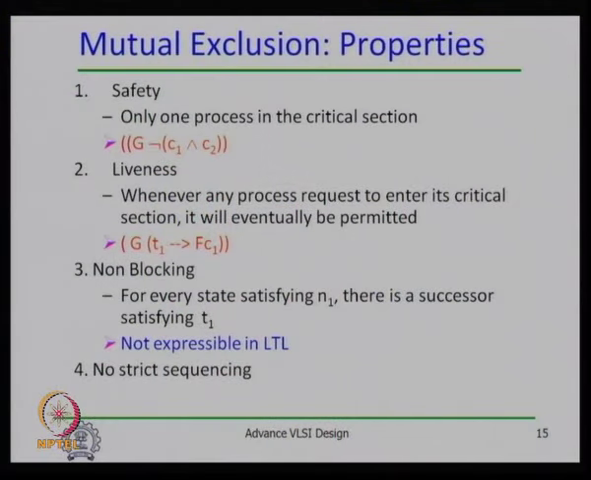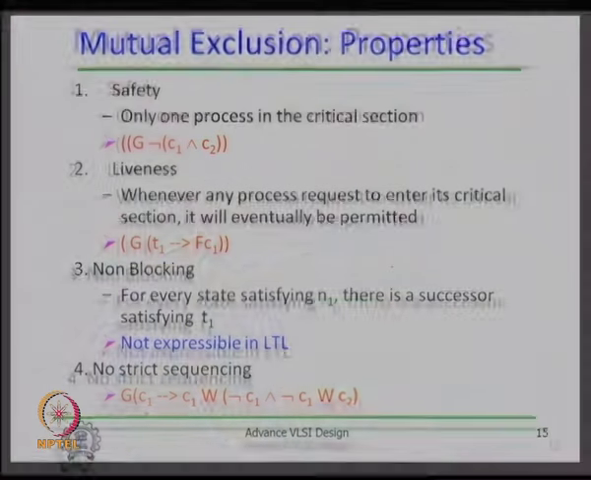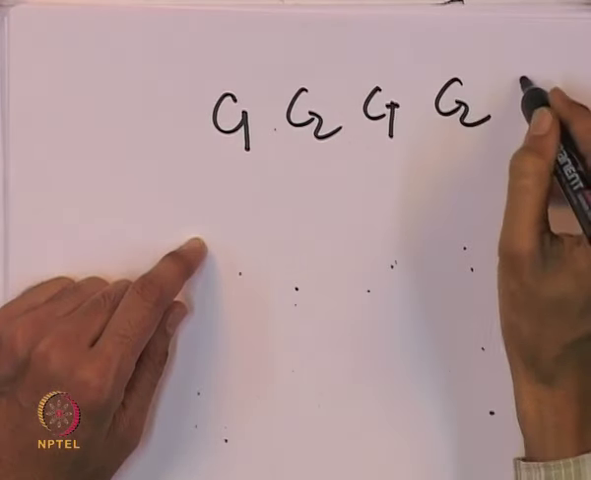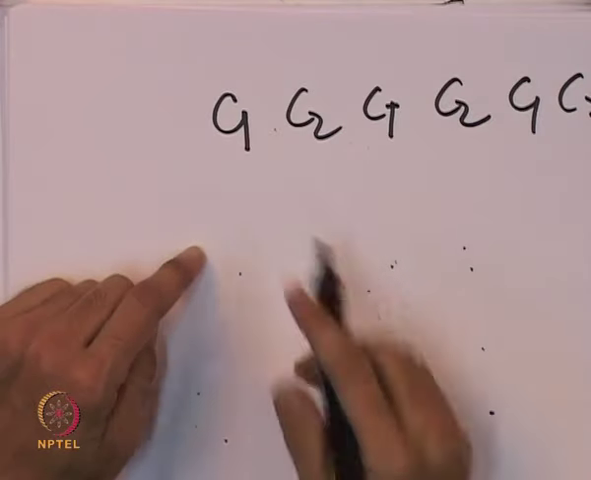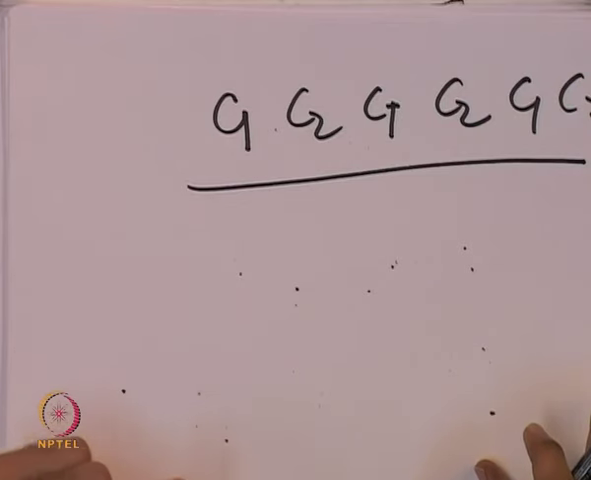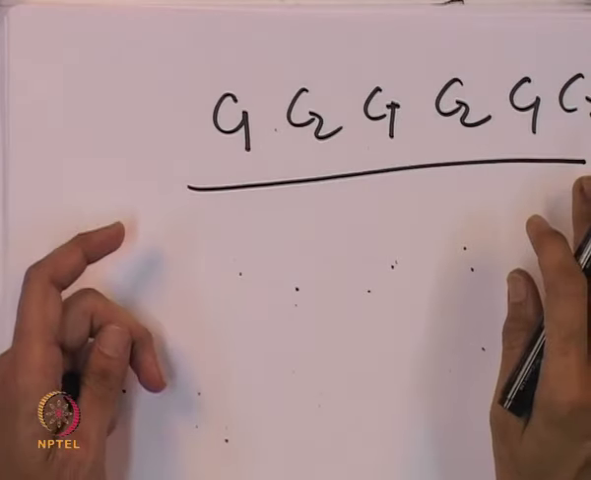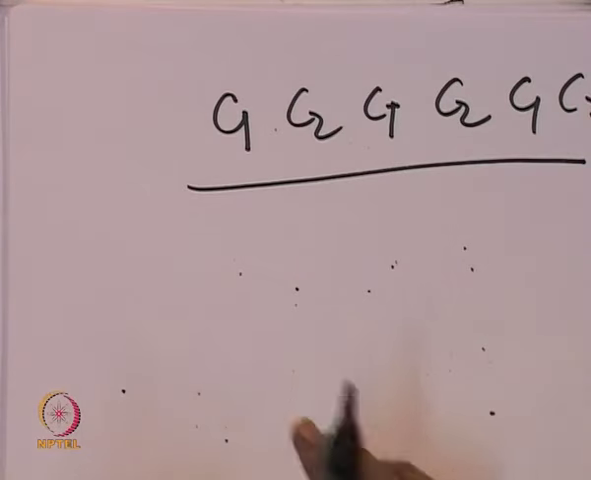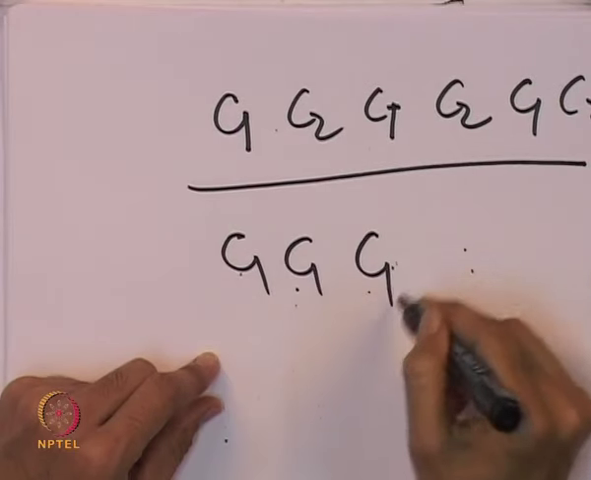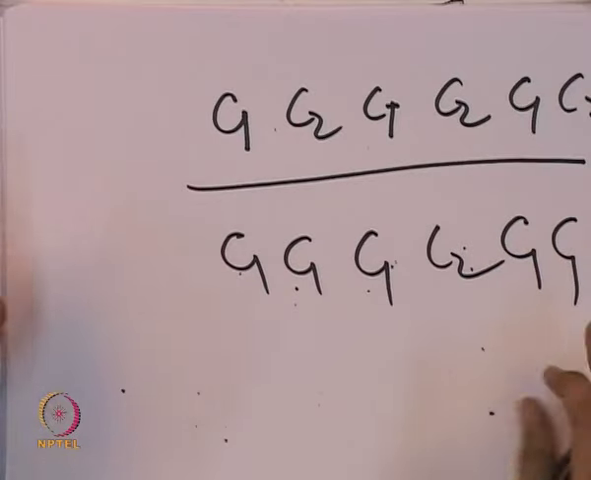Another property is no strict sequencing. No strict sequencing says that you cannot have strict sequencing. Strict sequence means you have to go in this way: first C1 goes in the critical section, then C2, then again C1, then C2, then C1, C2. It has to follow the strict sequence, and what we want is that it should not have a strict sequence. It may follow the sequence as well, but there must be at least one path in which it goes like C1, C1, C1, C2, C1, C1, something like that.